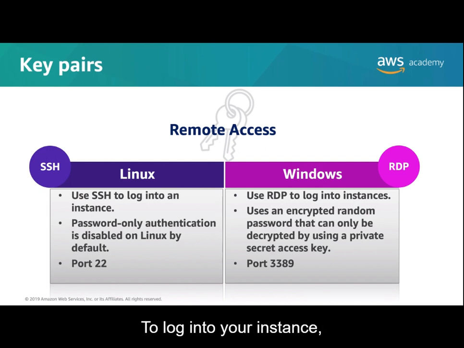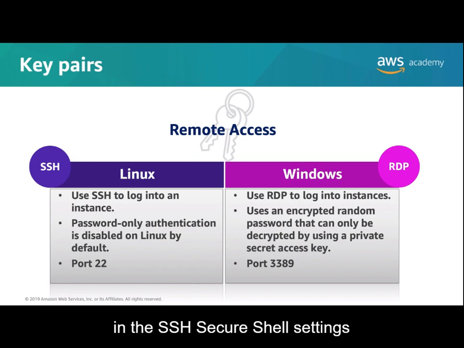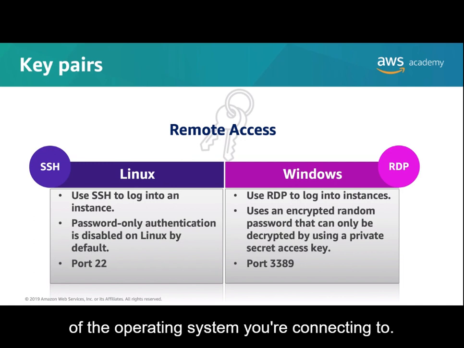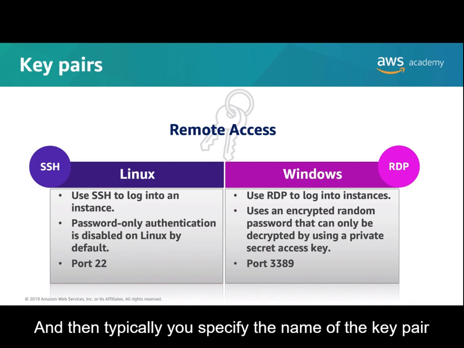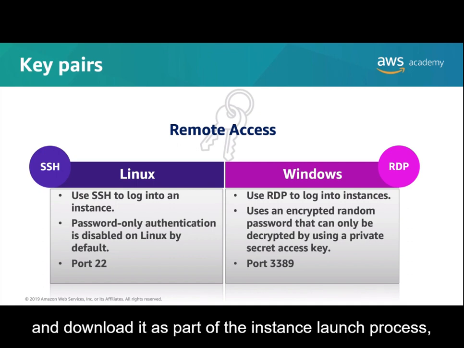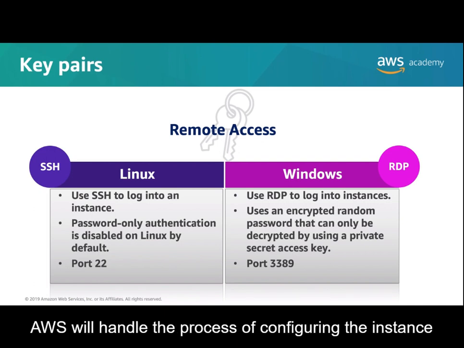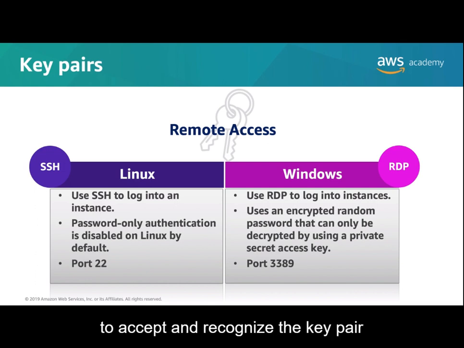To log into your instance, you need a key pair that is known and registered in the SSH Secure Shell settings of the operating system you're connecting to. And then typically, you specify the name of the key pair when you launch the instance. You can create a new key pair and download it as part of the instance launch process, or when you launch the instance, you can specify a key pair that you already have access to. AWS will handle the process of configuring the instance to accept and recognize the key pair that you specified at launch time for when you log into the instance later.